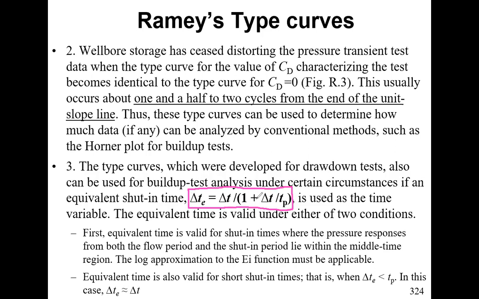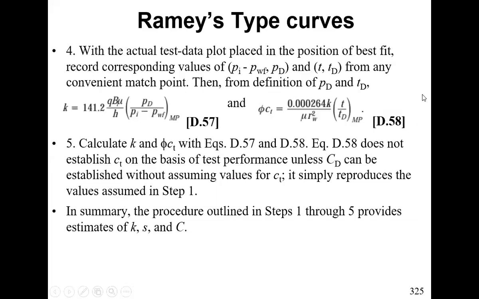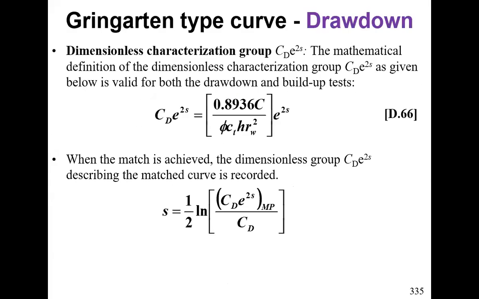So the equivalent shut-in time is the shut-in time divided by 1 plus the ratio of the shut-in time and the producing time. Of course, you know that the producing time prior to shut-in is a constant. And of course, the shut-in time changes with your data. So please take note. This is for our information. I think this is a good time for me to go into the example.